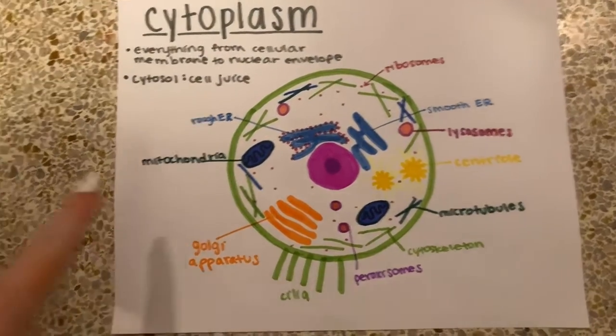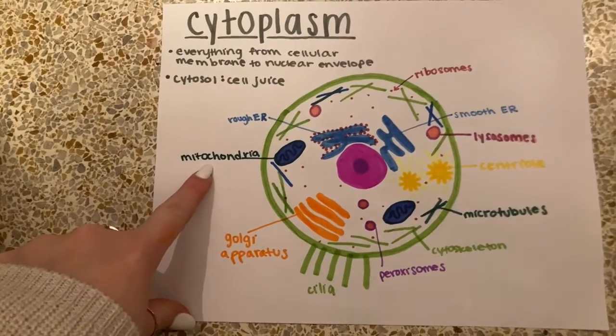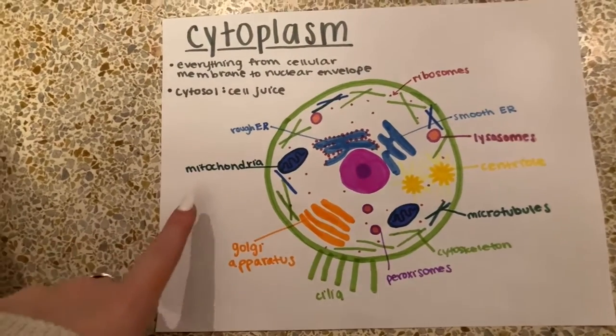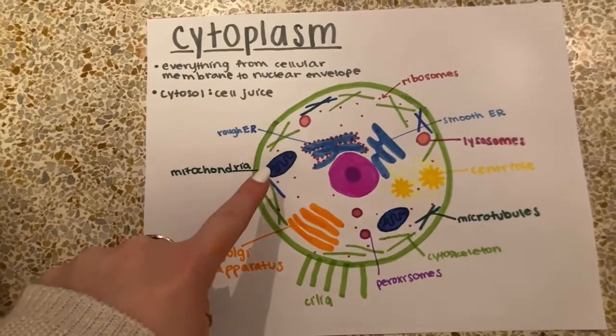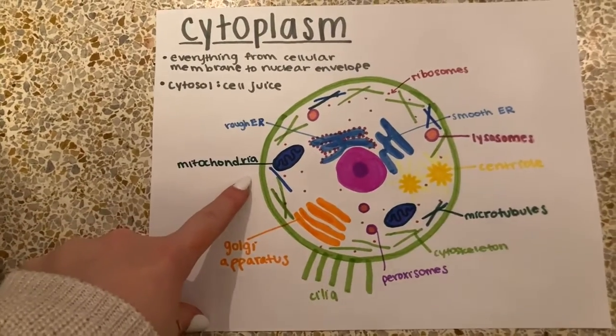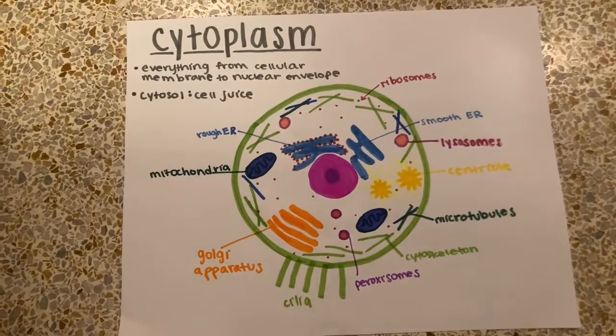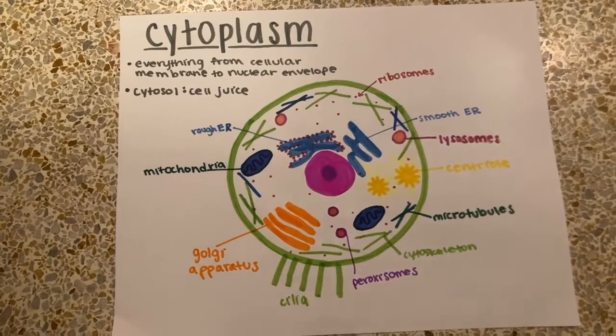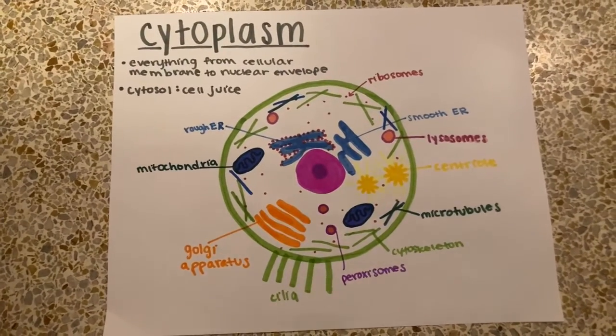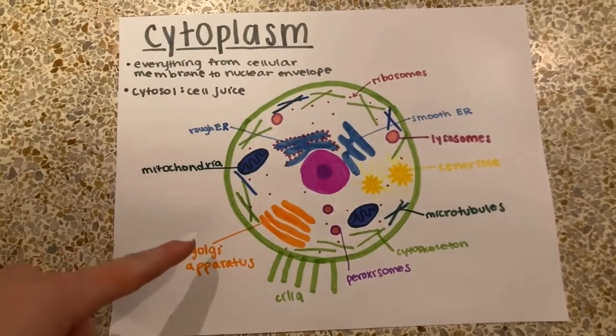The first organelle we're going to look at is the mitochondria, which are basically folded membranes, and they make ATP, which is energy that the cell uses. Mitochondria have their own DNA and ribosomes, which is similar to bacteria, and they divide by themselves inside the cell.